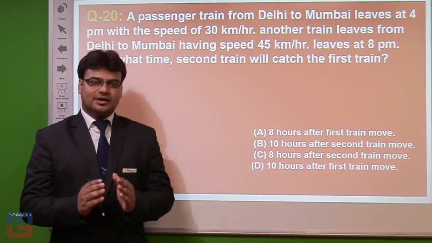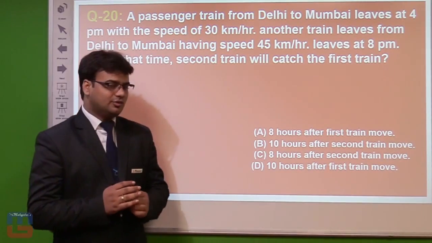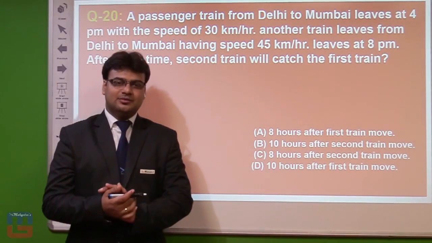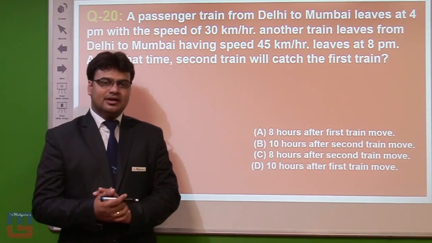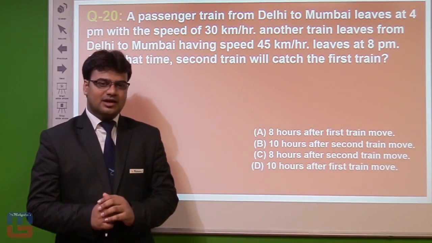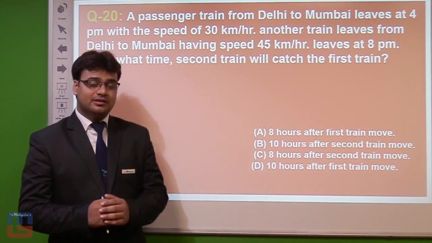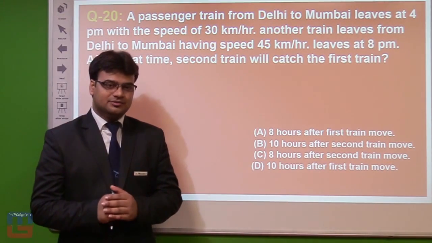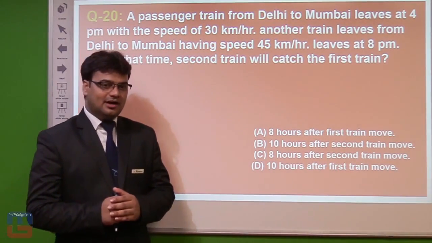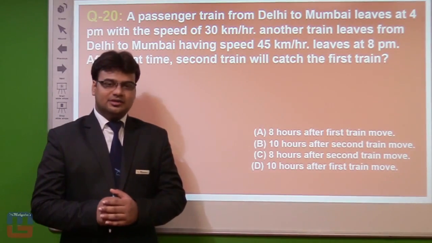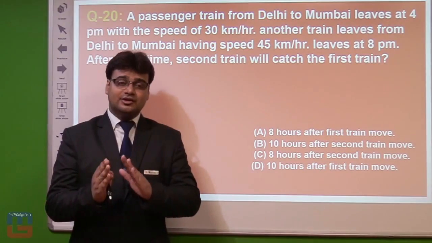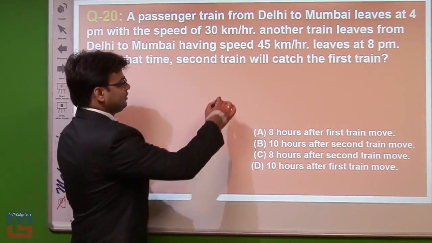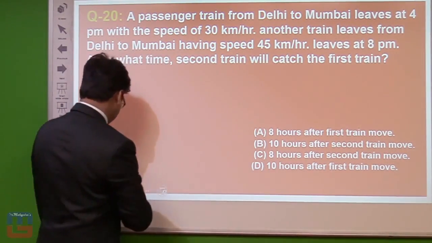This question is based on speed and distance. The question is that a passenger train from Delhi to Mumbai leaves at 4 p.m. with a speed of 30 km per hour. Another train leaves from Delhi to Mumbai with a speed of 45 km per hour, leaving at 8 p.m. After what time will the second train catch the first train? In this type of question we use the relative speed concept. Both trains start in the same direction.